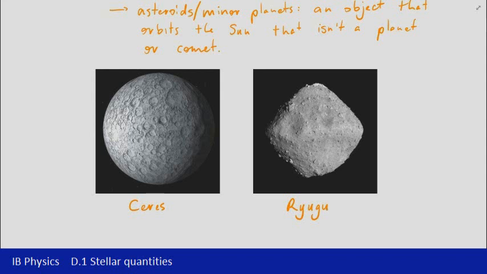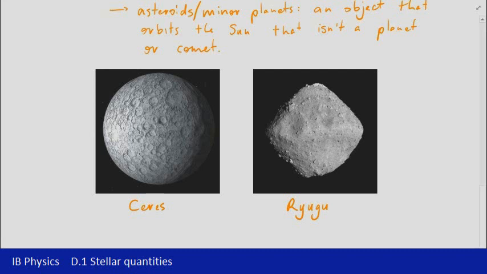Now, most of these asteroids are found between Mars and Jupiter's orbits. Quite often they're irregular in shape, because their gravity is too weak to compress it into a sphere. There are some other asteroids further out past Neptune, but most of the ones that we'll focus on will be in the asteroid belt between Mars and Jupiter.